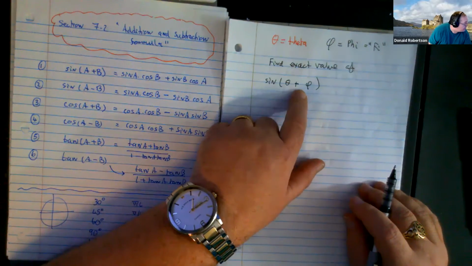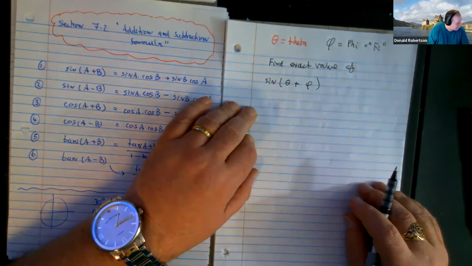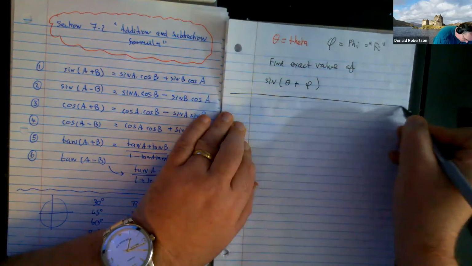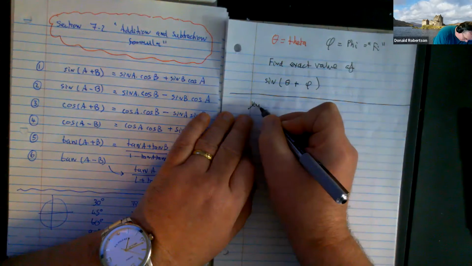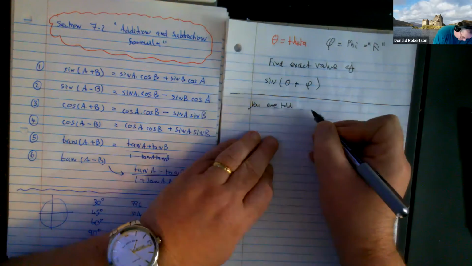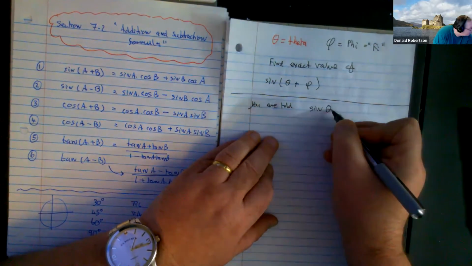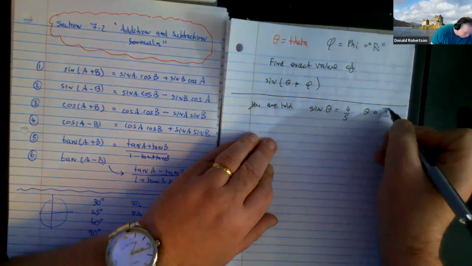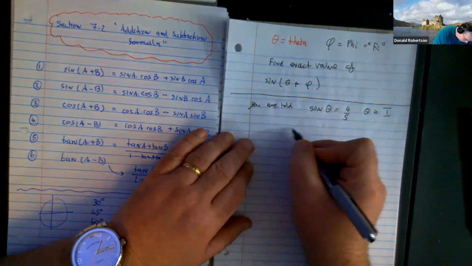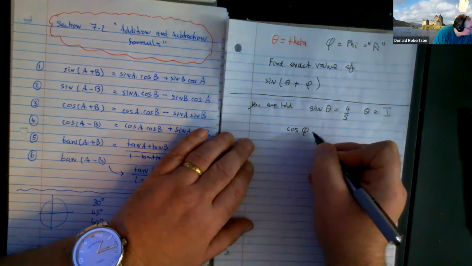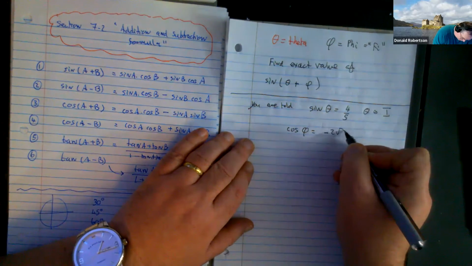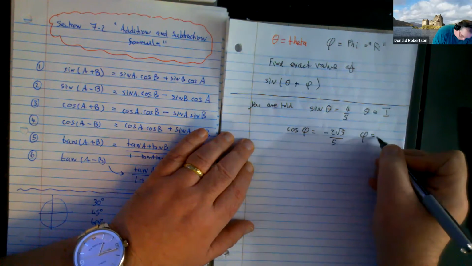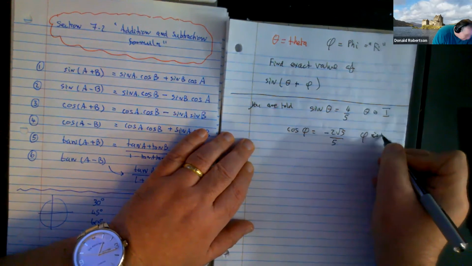Now, they do give us some information, which is important. Let's see what they tell you. Well, you're told that the sine of theta is 4/5 and that theta is in quadrant 1. And you're told that the cosine of phi is -2 root 5 over 5, and phi is in quadrant 2.